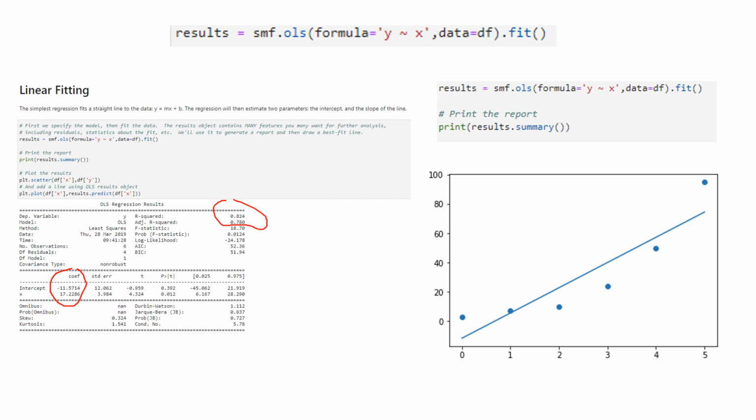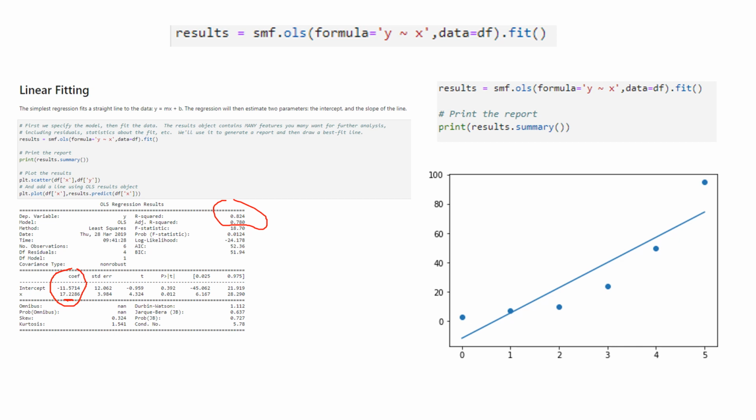We have our intercept of negative 11.57, and y equals mx plus b. This is our b, and this is our m. So as x increases, y increases by a factor of 17 times x.